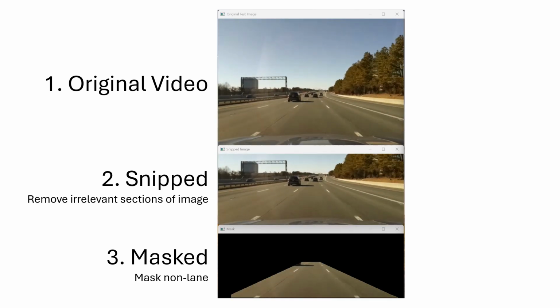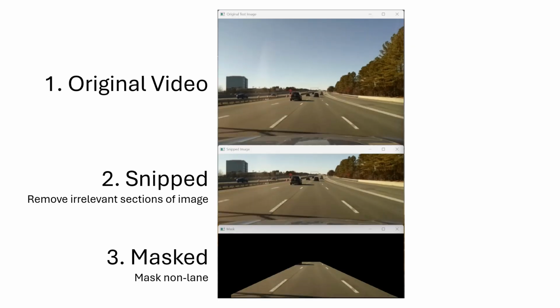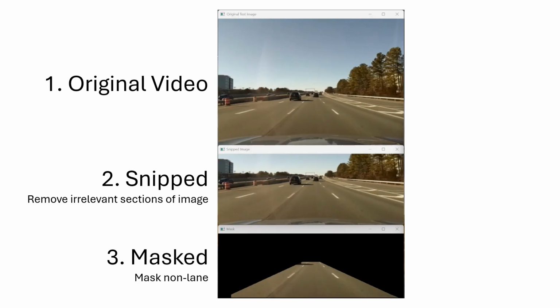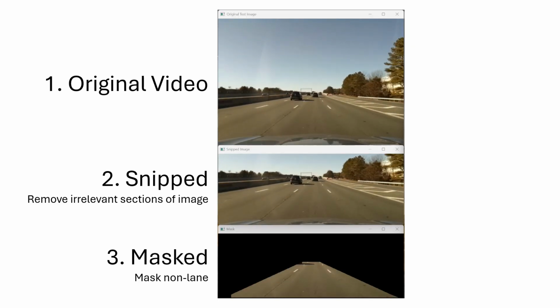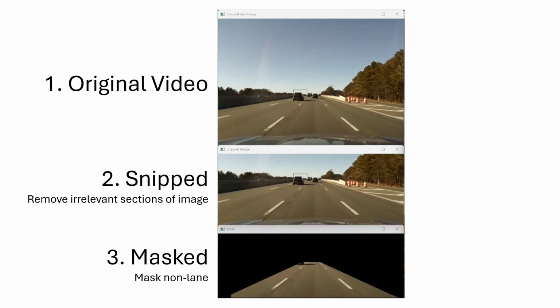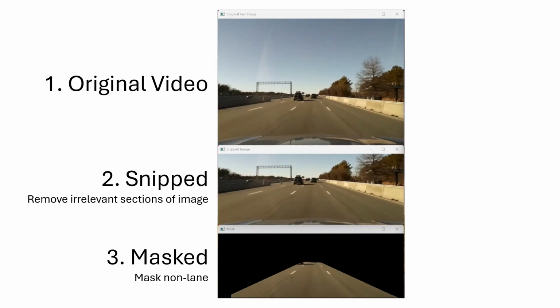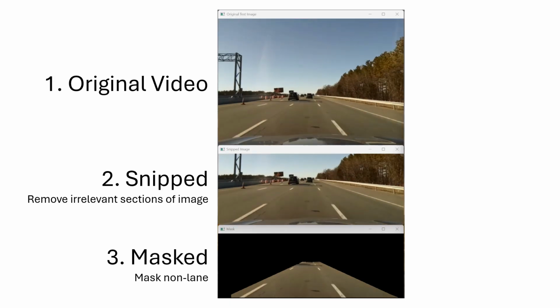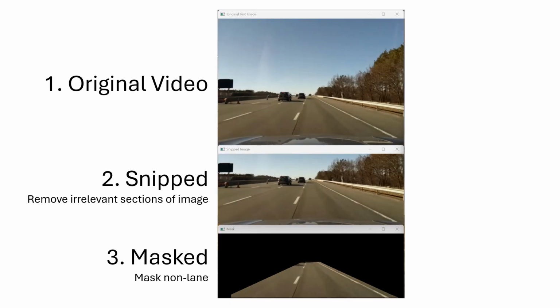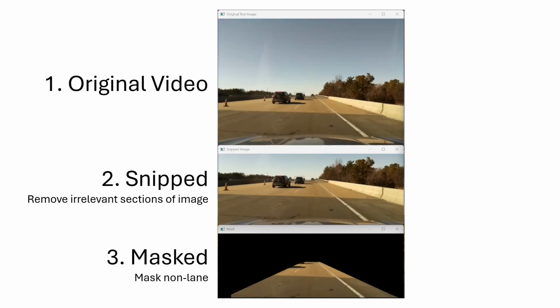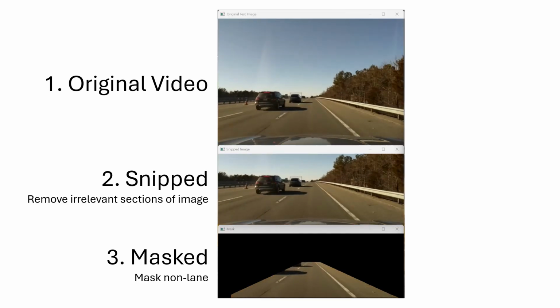Starting from the original video, the entire area is snipped to remove irrelevant sections of the image, like the sky and the trees, and anything that isn't generally the road. This is really convenient because it reduces the amount of processing required. There's just a smaller number of total pixels to look at.